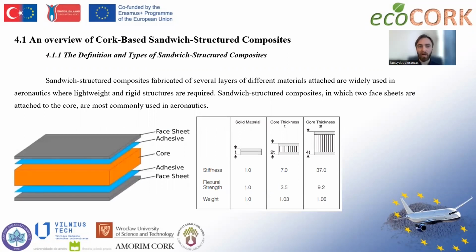First of all, we will talk about the definition and types of sandwich structure composites. Sandwich structure composites are fabricated of several layers of different materials, and you can see such a material in the picture on the left, where you can see the inner core in the middle and the stiffer sheets attached to the top and the bottom of the core. Sandwich structure composites, in which two face sheets are attached to the core, are most commonly used in aeronautics.